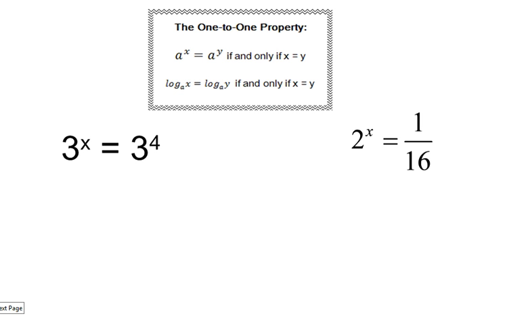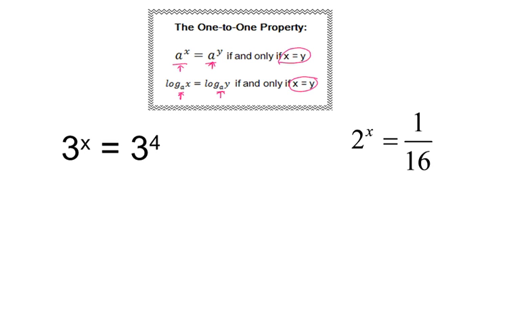First is the one-to-one property. This says if you have a to the x equal to a to the y, then those exponents, x and y, are equal. When you have these like bases, you can basically drop them. Same thing works for logs. Log base a of x equals log base a of y. We can take those values, x and y, and set them equal to each other because we have like bases.